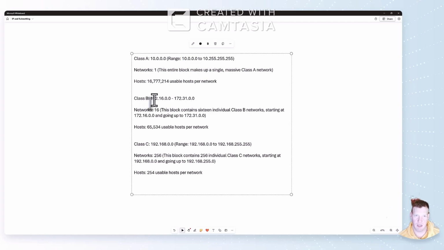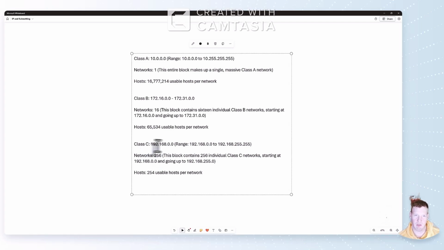Then we have Class B, which is 172.16.0.0 to 172.31.0.0. That means we have 16 networks, because 16 to 31, that's going to be 16. And inside of each one of those networks, we could have 65,534 usable hosts per network. So that means, again, we can have 16 networks. So each network, all the way up to 16, could have that many devices on it.